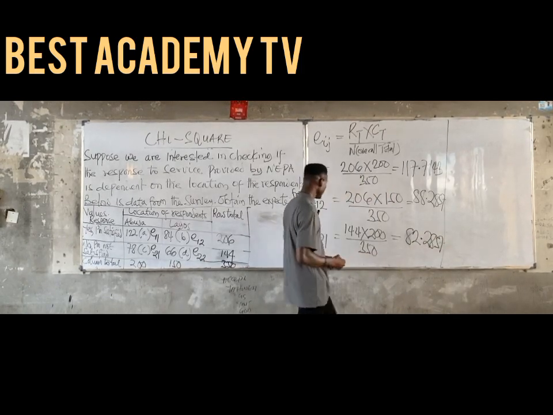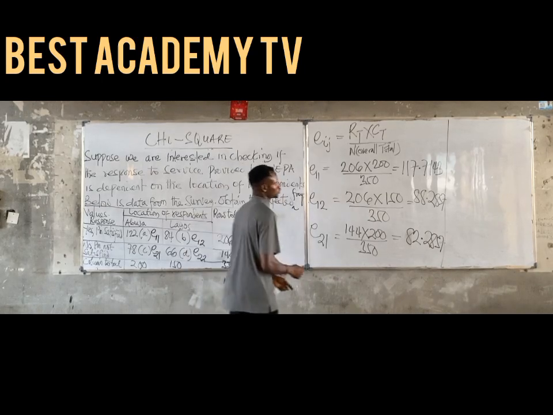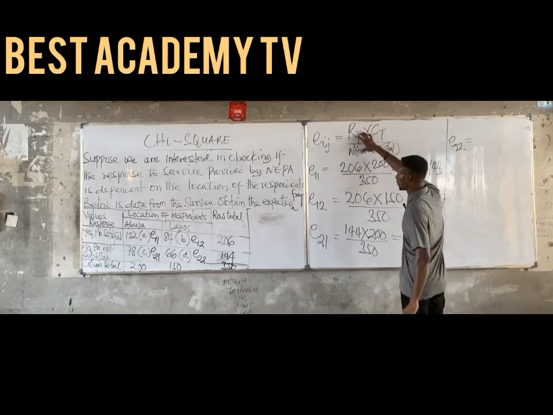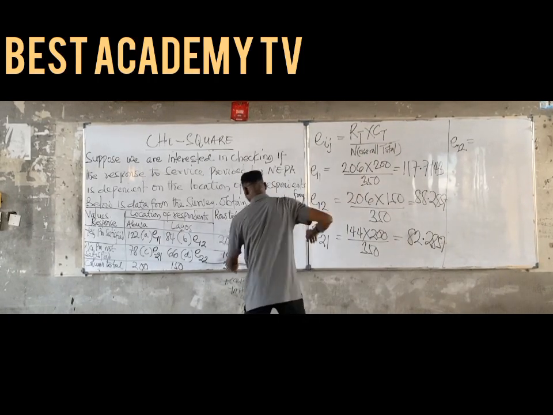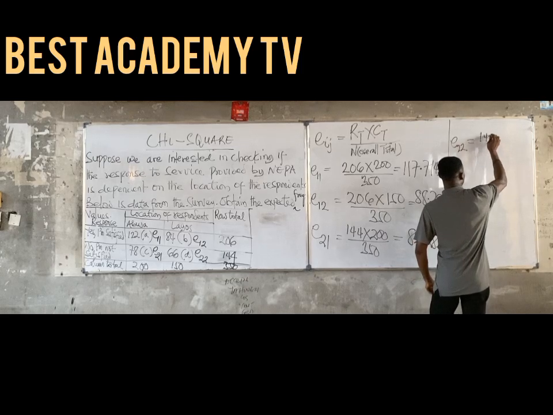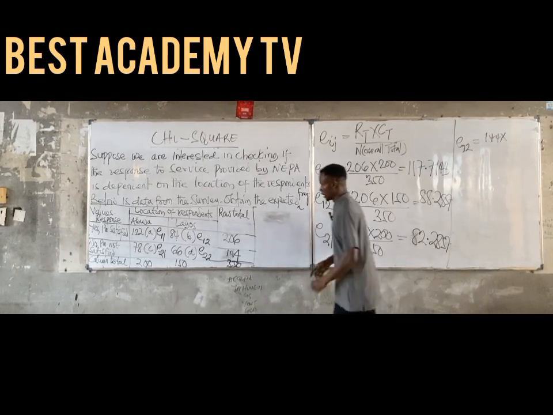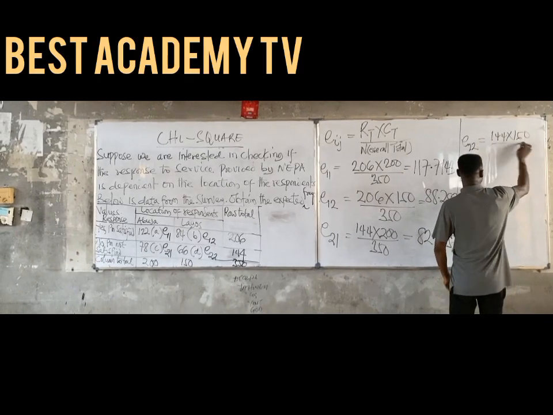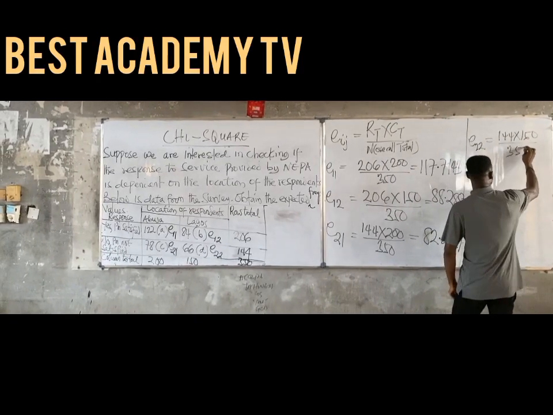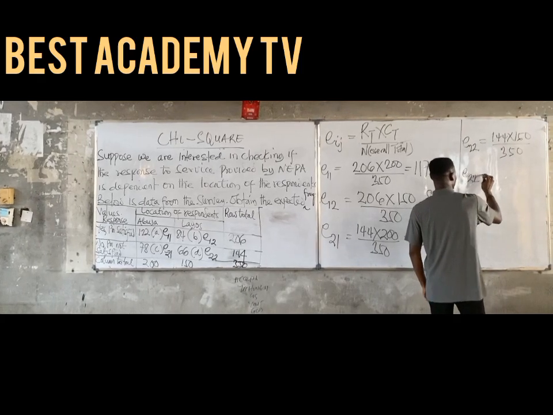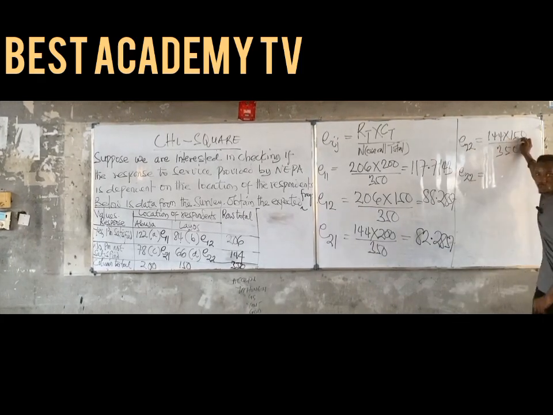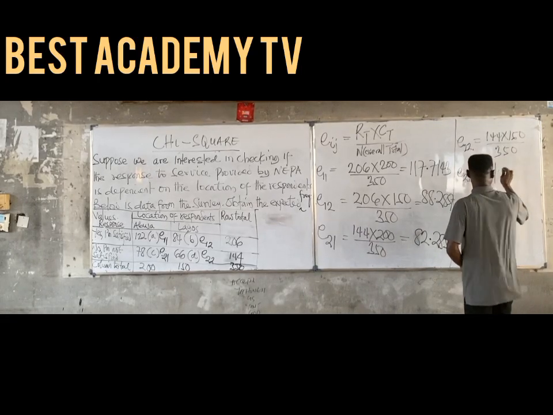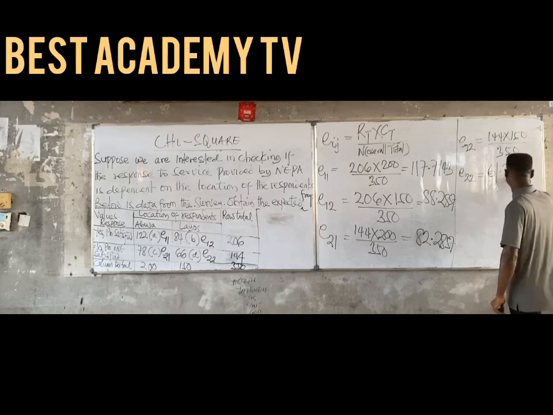82.2857. Please take note. Now, lastly, to E22, that is our E22. Remember, this is the formula here. The total row of E22 is what class? 144. This will be 144 times the total column there, what is it class? 150. That is 150 over what, please class? 350. Okay, point your calculator. E22 will be equal to 144 times 150 divided by 350. What's the answer? 61.7143.